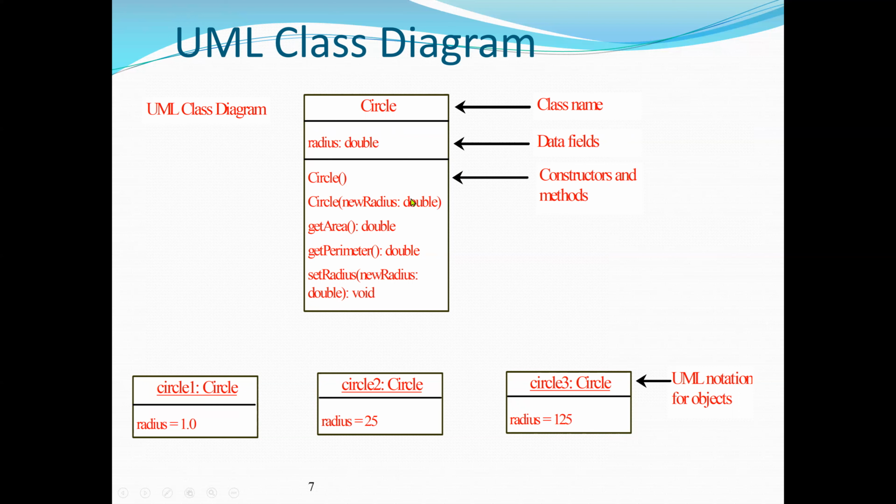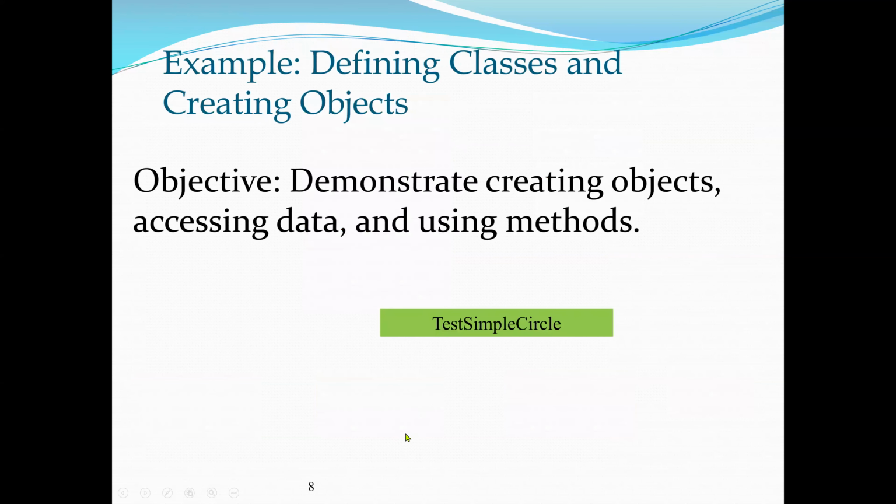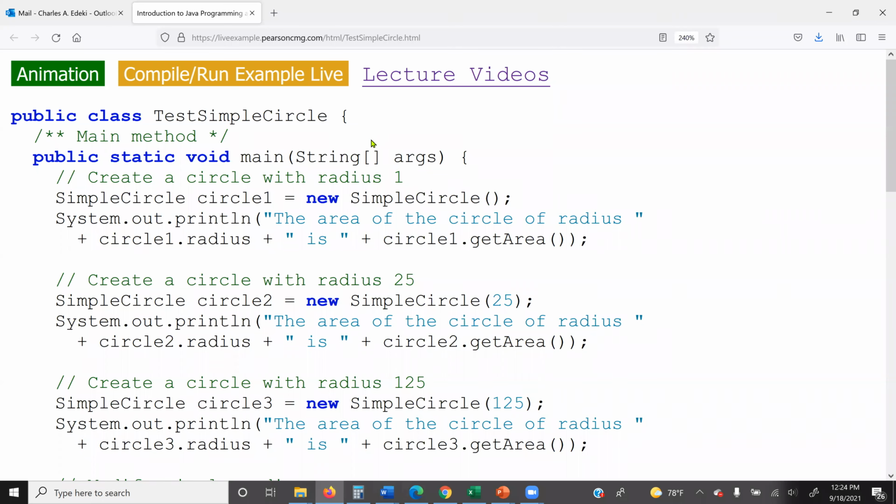So this is our class diagram for our class named Circle. From here, we create again 3 objects. This will be in our main method. And again, we will see examples of the code. So let's demonstrate how we can create objects in the main method. And we have the code here.